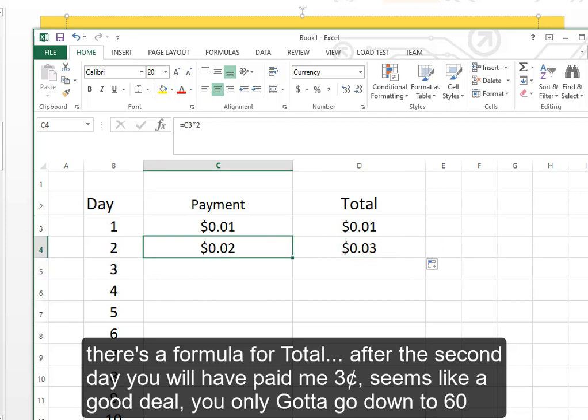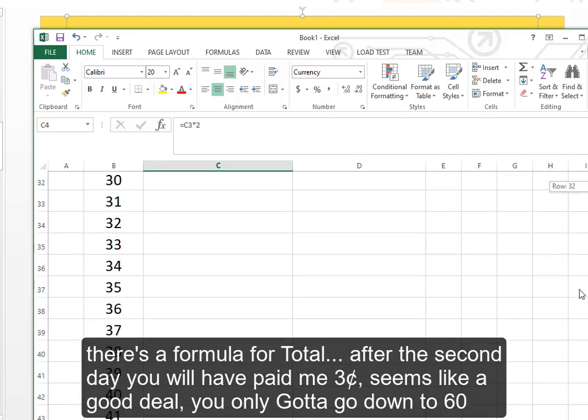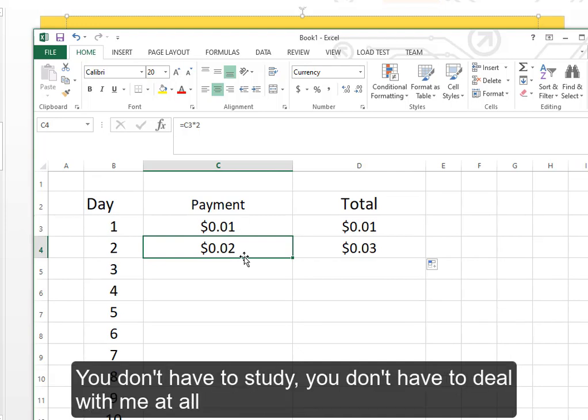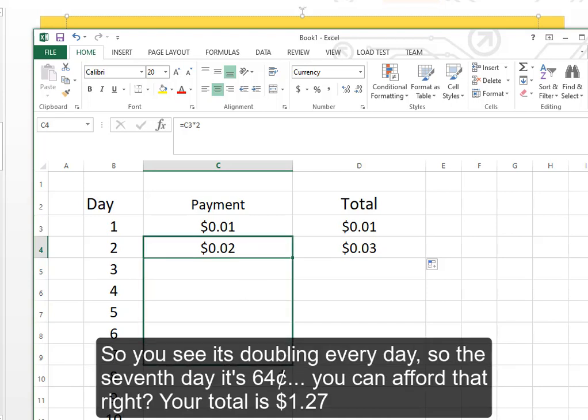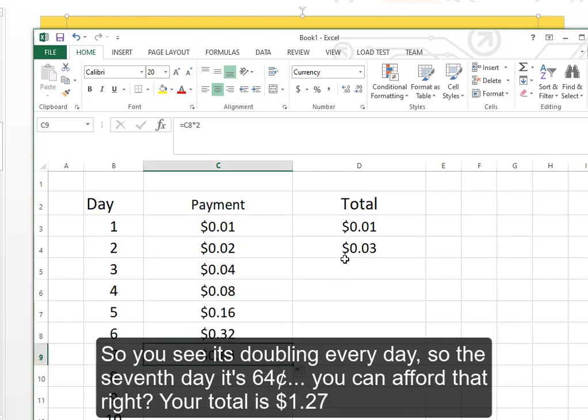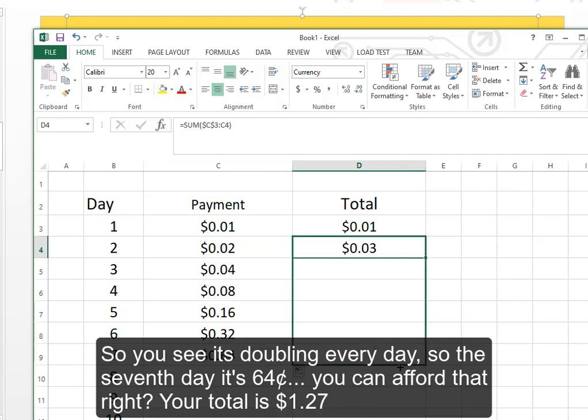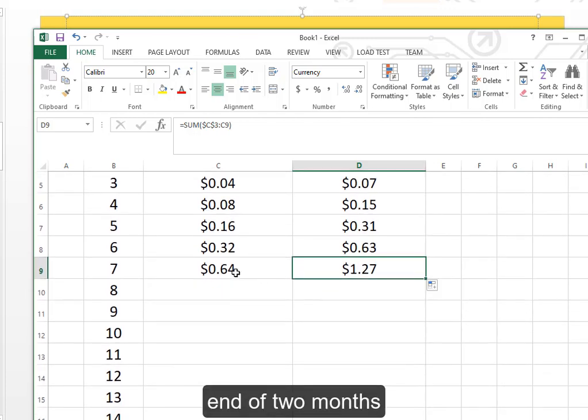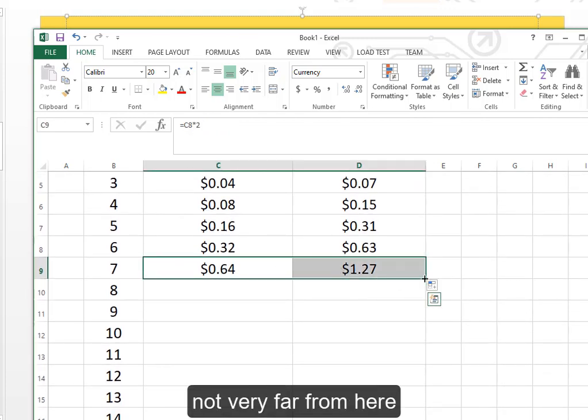You only have to go down to 60. 2 months remaining in the semester. No questions asked. You get an A. You don't have to study. You don't have to deal with me at all. So you see, okay, it's doubling every day. So the seventh day, it's 64 cents. You can afford that, right? Your total is $1.27. Well, let's go down through the end of 2 months. Not very far from here.